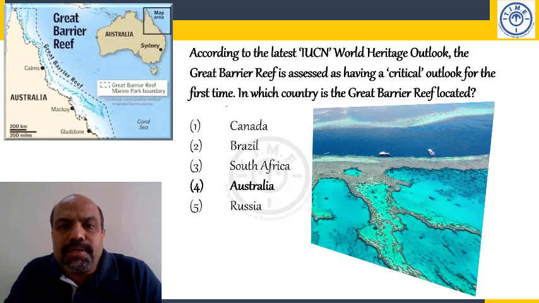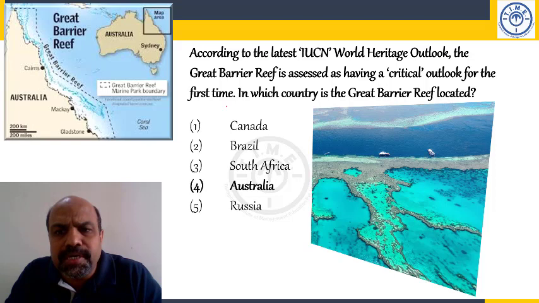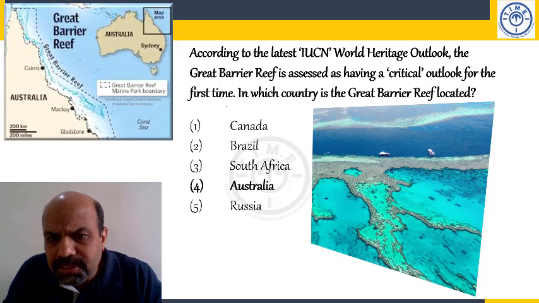According to the IUCN World Heritage Outlook, the Great Barrier Reef is assessed as having a critical outlook for the first time. In which country is this Great Barrier Reef? You can see that it's Australia. You see, this is normal sea, and you see this is all reef. What is a reef actually?